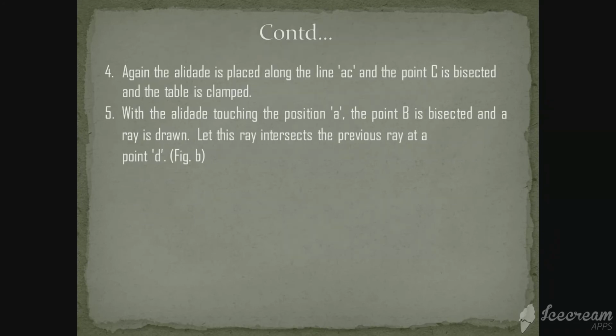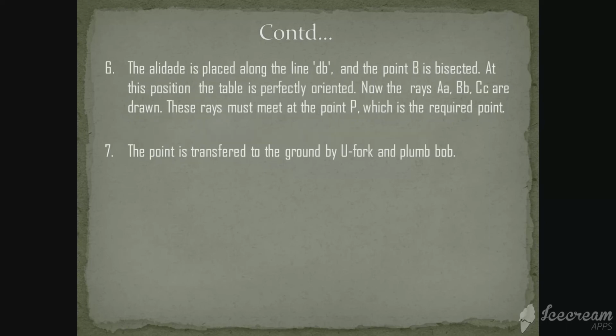Again, the alidade is placed along the line AC and point C is bisected and the table is clamped. With the alidade touching the position A, the point B is bisected and a ray is drawn. Let this ray intersect the previous ray at a point called D, which is shown in figure B. The alidade is now placed along the line DB and the point B is bisected. At this position, the table is perfectly oriented and the rays AA, BB and CC are drawn. These rays must meet at point P, which is the required point. The point is then transferred to the ground by using a U-fork and a plumb bob.